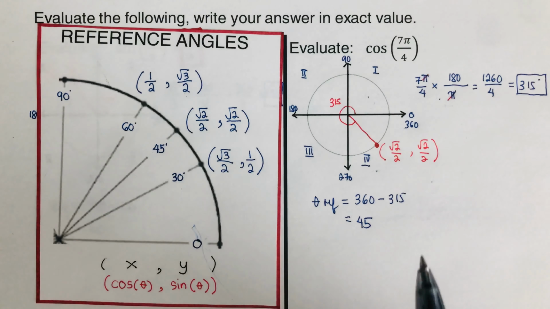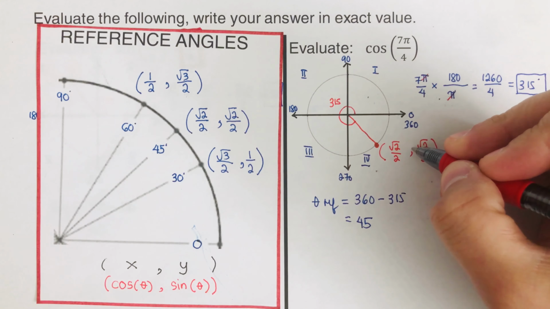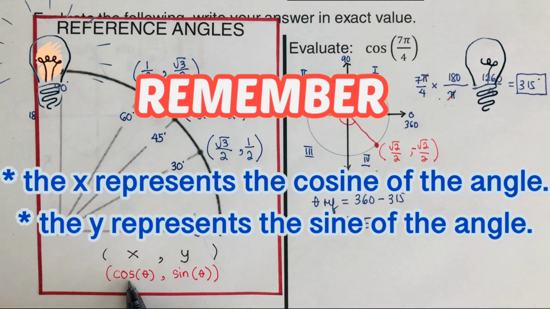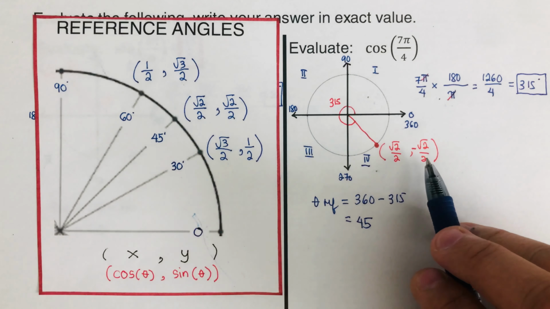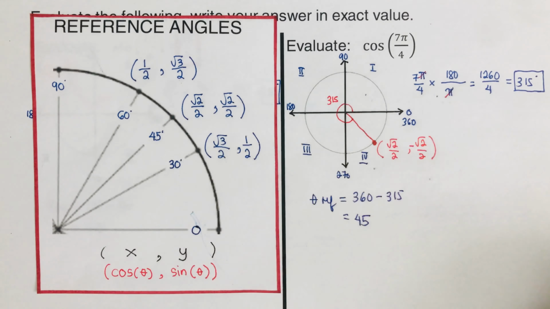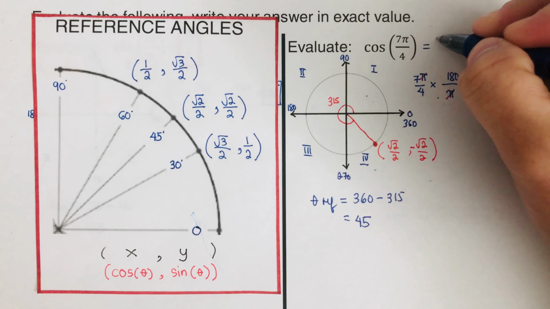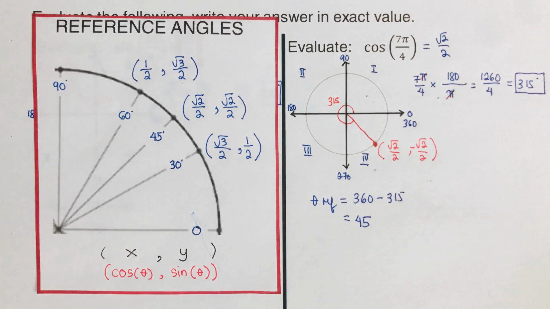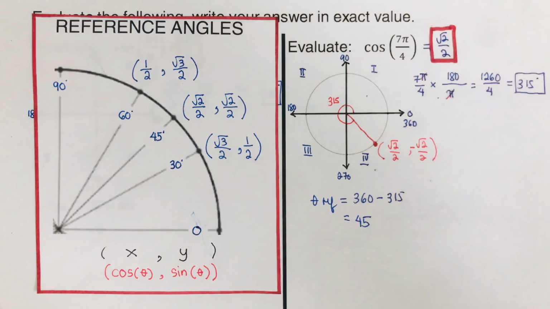Okay, since this is on the fourth quadrant, our x is positive and our y is negative. Since we are looking for cosine, we remember that the x represents the cosine of the angle and the y represents the sine of the angle. Since we're looking for cosine of 7 pi over 4, that is actually equal to the x value, which is square root of 2 over 2. So this is the value for cosine of 7 pi over 4.